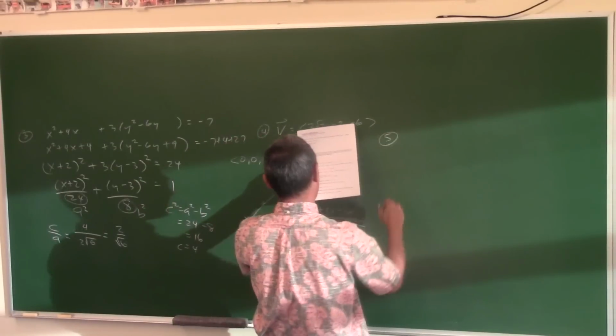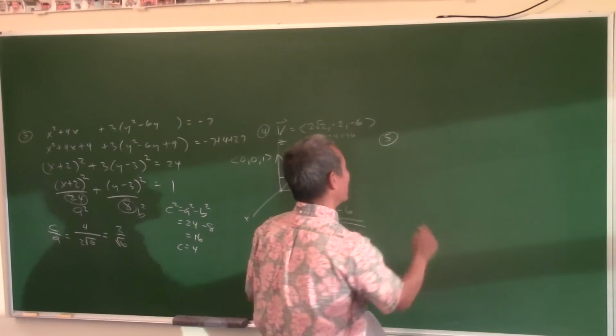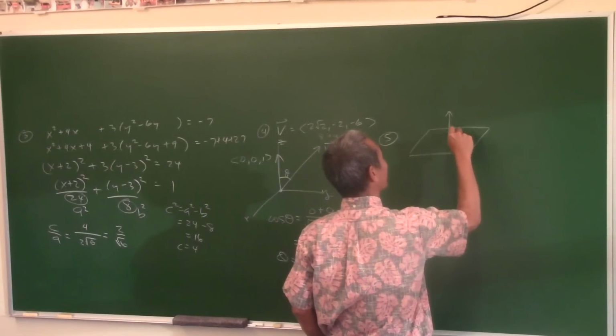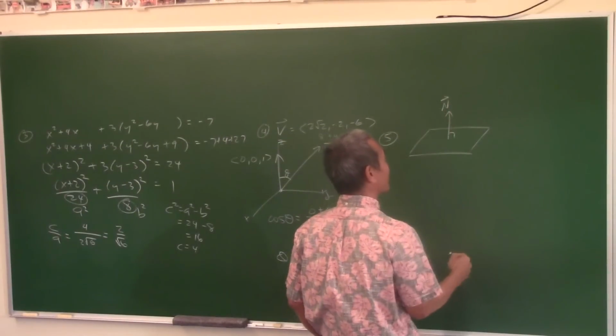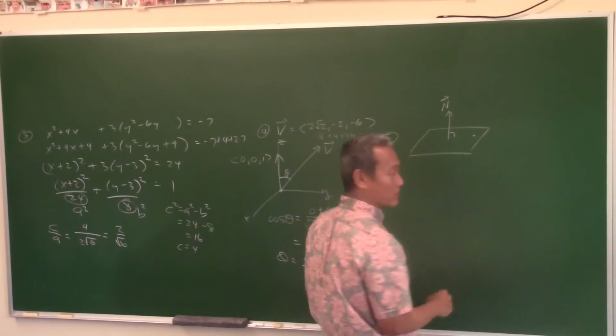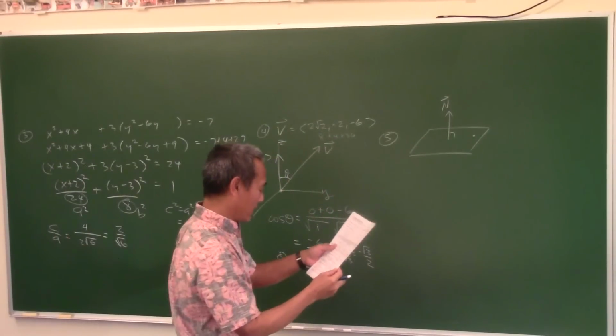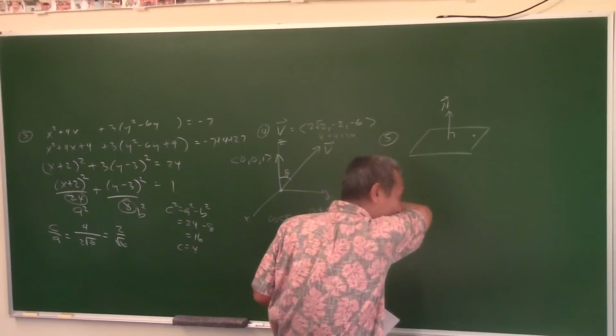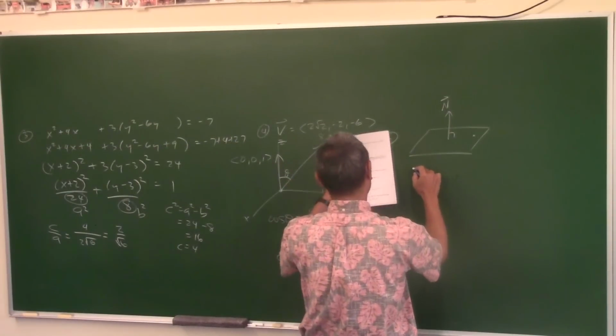Number 5. Write the equation of the plane. Now, what do you need to write an equation of a plane? You need a perpendicular vector, we call that n for normal vector, and a point. Those are the two things you need to write an equation of a plane. So, it passes through these 3 points.